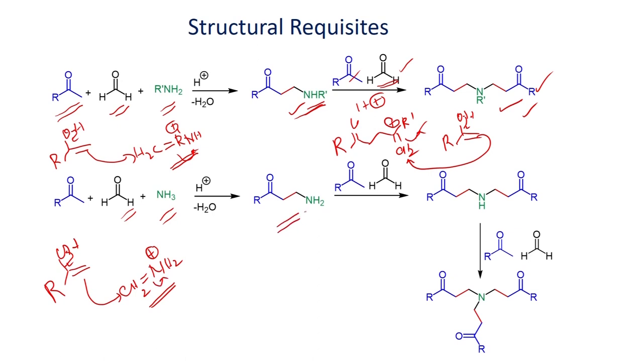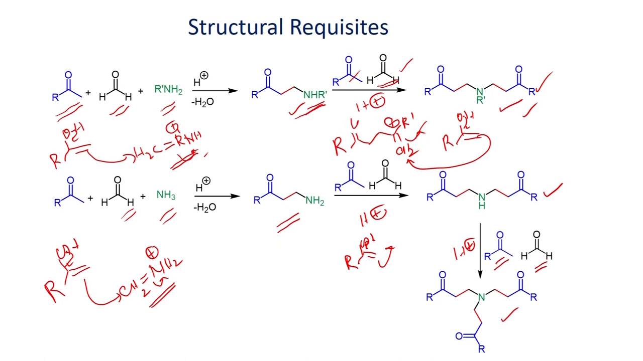Once you have this amino derivative, which can further react with another molecule of formaldehyde, you will be able to generate this kind of iminium ion, which can further react with this enol that we generate from this ketone. Addition reaction, you get this secondary amine derivative, which can further react with another molecule of formaldehyde, which can give iminium ion as a salt, which can undergo further reaction with this enol that we can generate from this ketone to give this tertiary amine derivative as the product.